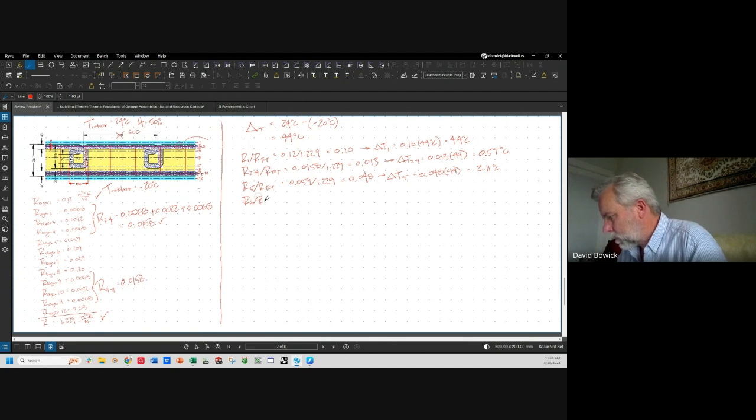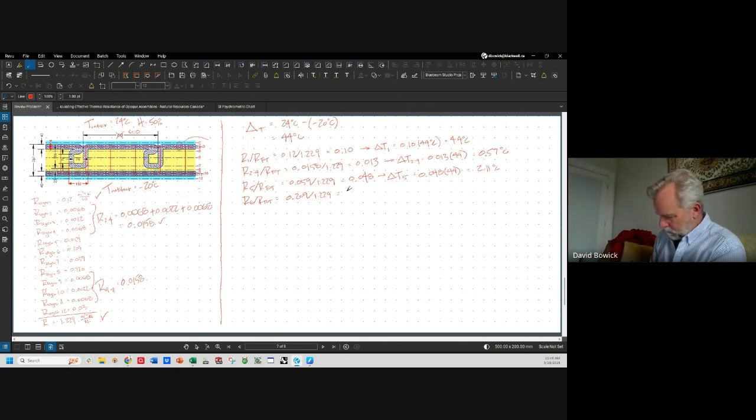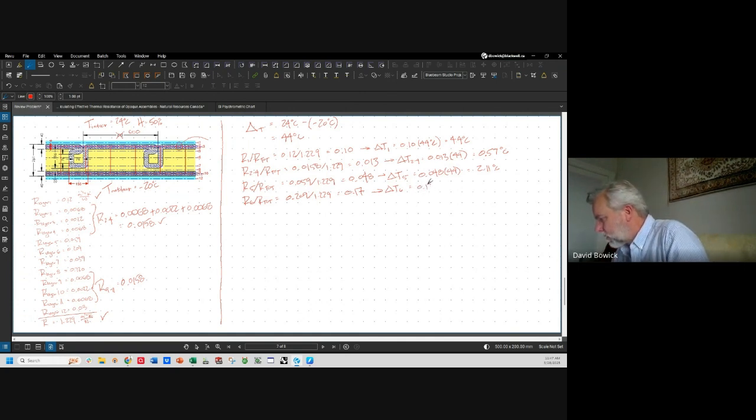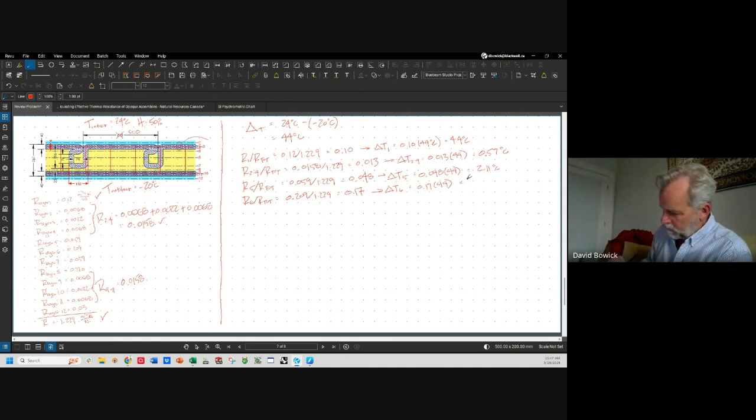R6 over R total is 0.209 over 1.229, which is 0.17. Delta T6 is 0.17 times 44, which equals 7.48.